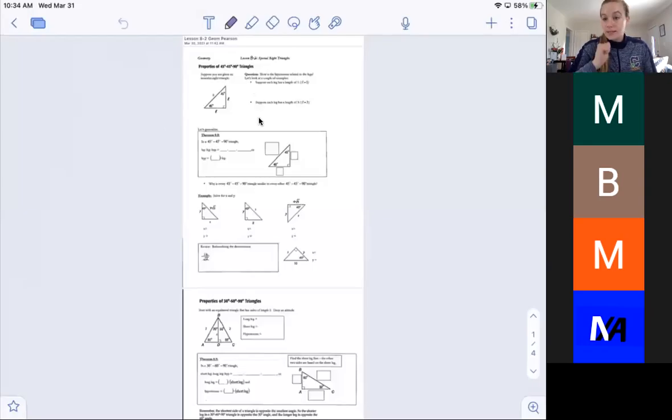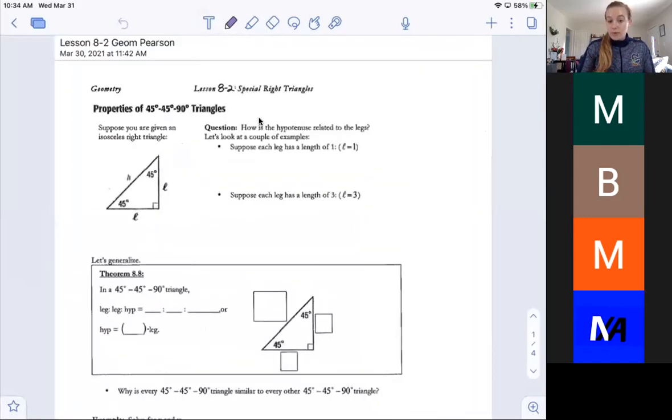Okay, so take two on lesson 8.2. It is on special right triangles. Today we're focusing on two different types of right triangles. We're focusing on 45, 45, 90-degree triangles. So the whole first page is on 45, 45, 90.